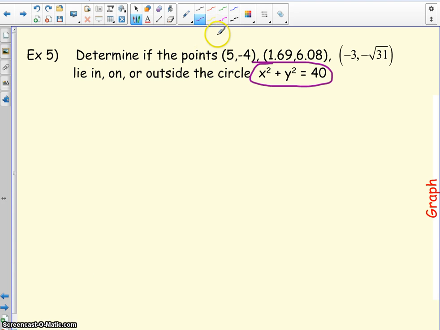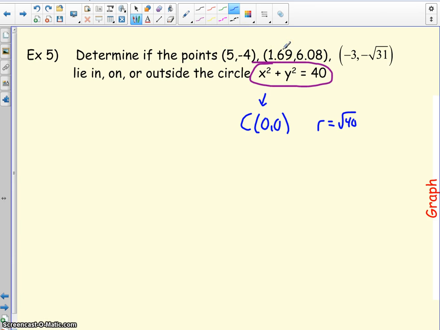Okay, so a couple things that I can tell you about this circle here. The center is going to be at (0, 0), and the radius is going to be the square root of 40. So one way you could determine if these points were in, on, or outside the circle is you could use the center and find the distance from this center out to each of these points individually.